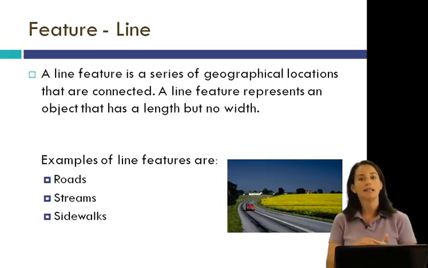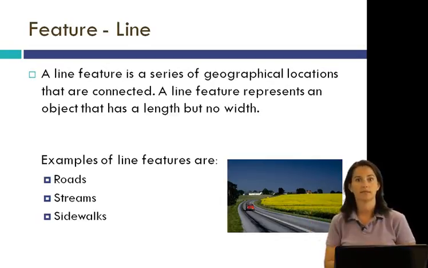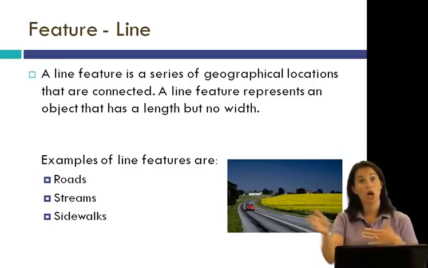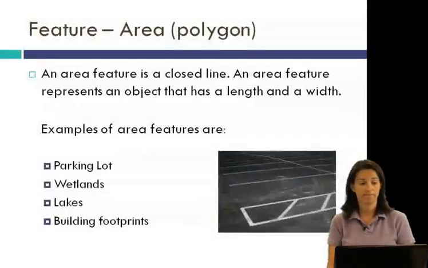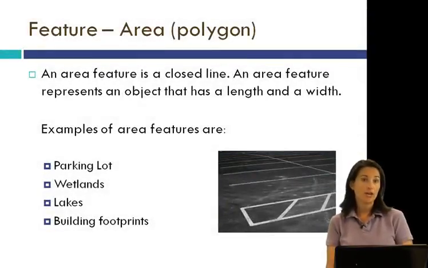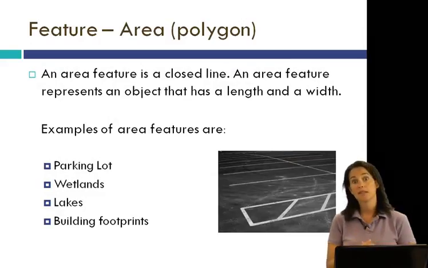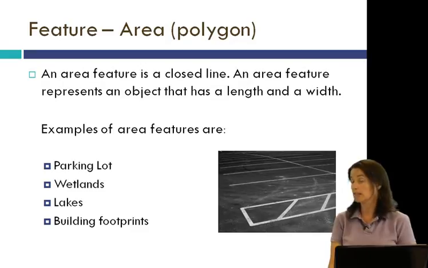Lines. A line is a series of geographical locations that are connected. A line has length but no width, and a line does not close. Some examples would be roads, streams, or sidewalks. Areas. An area is a closed line, so it's going to have a length and a width. Some examples are parking lots, wetlands, lakes, or building footprints.